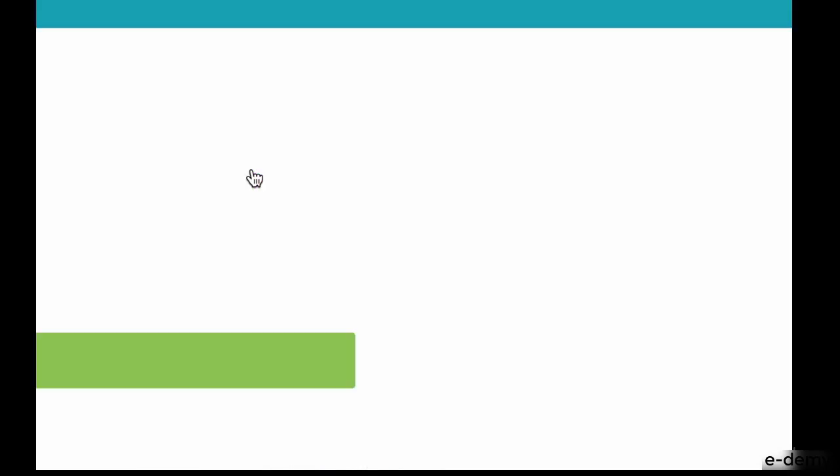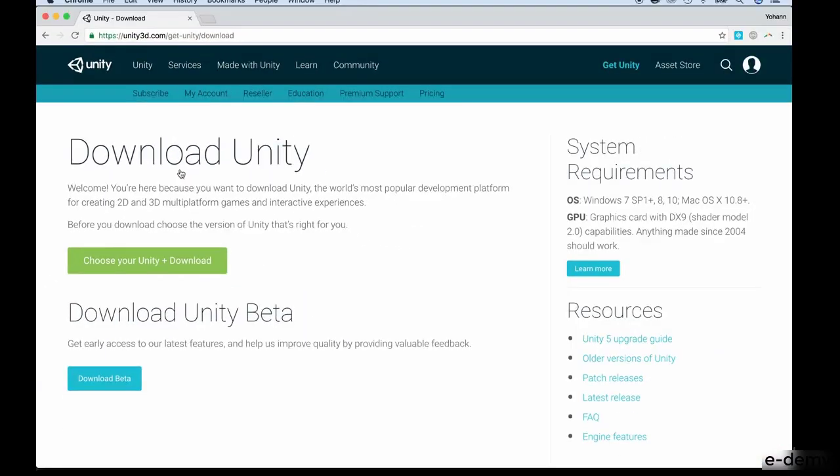Just click on it, and then once you're on that page, on the top right corner, you have a Get Unity button. You just have to click here, or you can just click here, choose your Unity plus download. That's just another way of doing it.